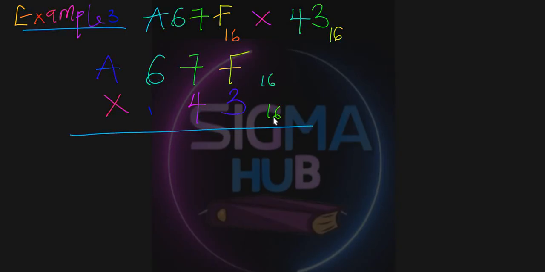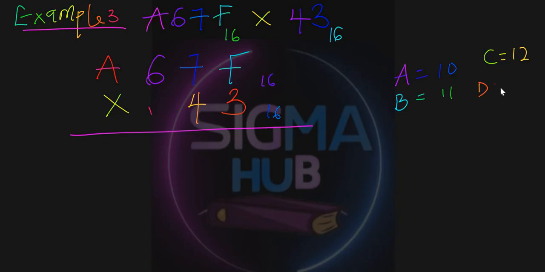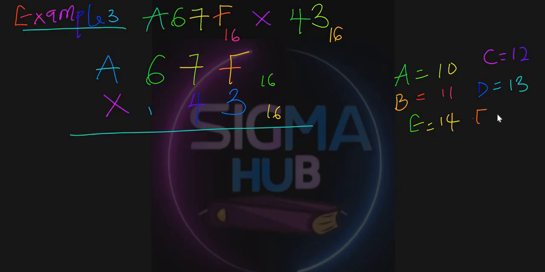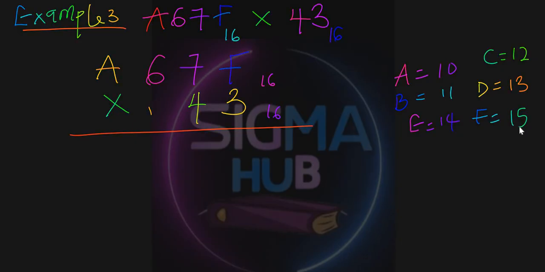Of course, we are going to be using 3 to multiply all through first. Then we are going to be using 4 to also multiply all through. So don't forget, F represents a particular number. If A is 10, then B is 11, and C is 12, and D is 13. It means E is going to be 14, while F will be 15. So F represents 15 in this case because we are considering base 16.